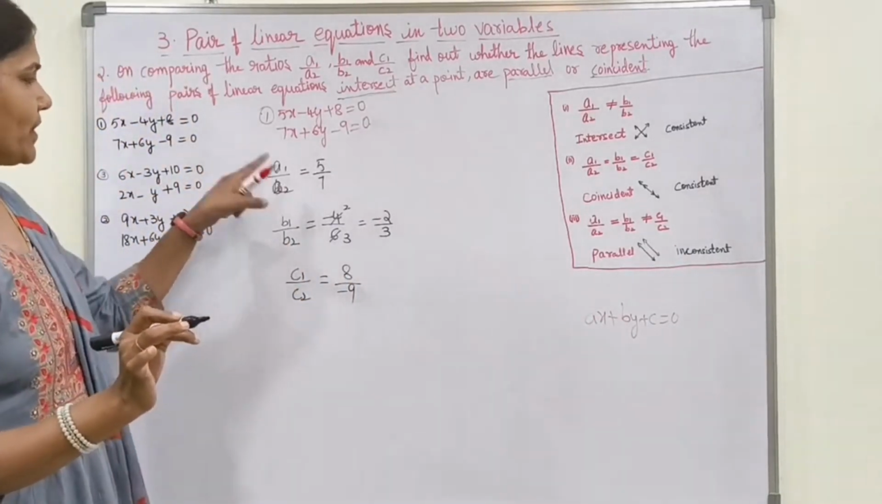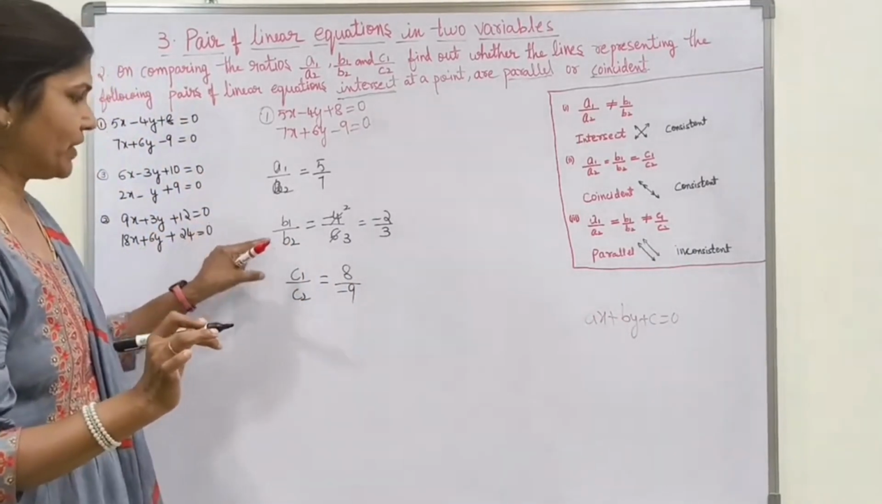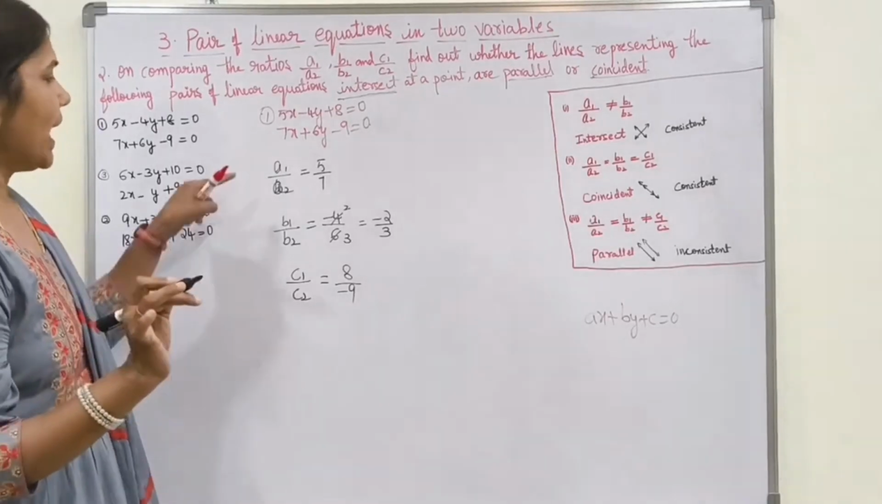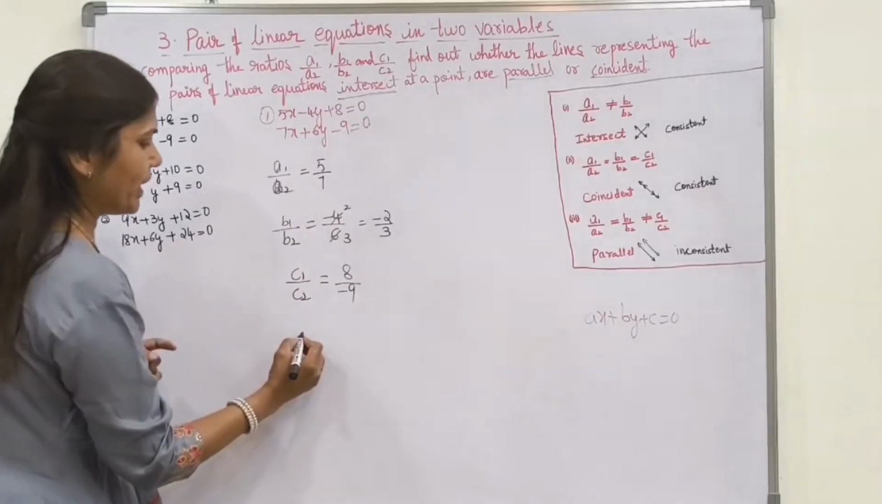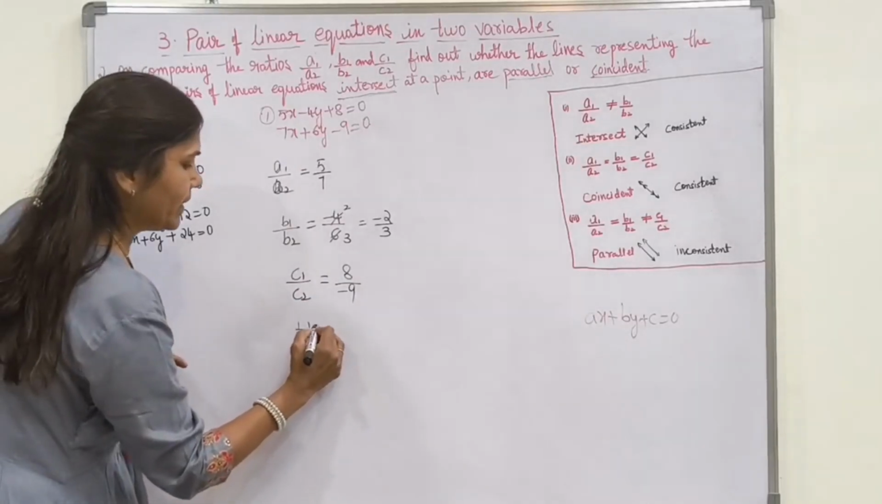So here observe, first we write A1 by A2, next B1 by B2, next C1 by C2. After that, you observe these two, how are they? These two are not equal. See here, A1 by A2, here, right here.